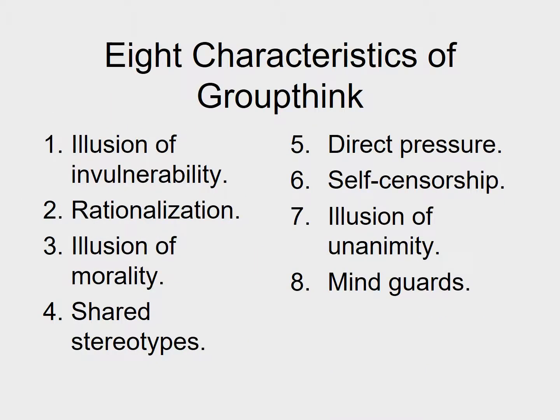So, eight characteristics to look for to see if a team is moving towards groupthink. Illusion of invulnerability, so a belief that the team cannot actually make a bad decision, the belief that the team will always be successful. Rationalization, so basically if there's external information that is actually challenging that illusion of invulnerability, is it examined or are rationalizations created of why that information is incorrect?